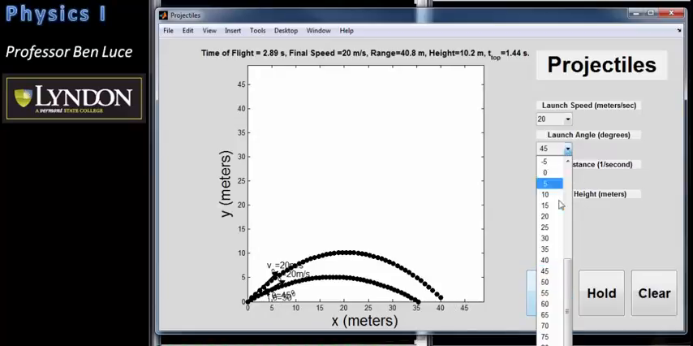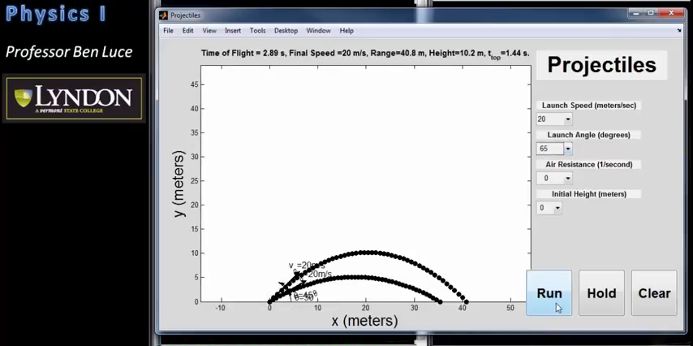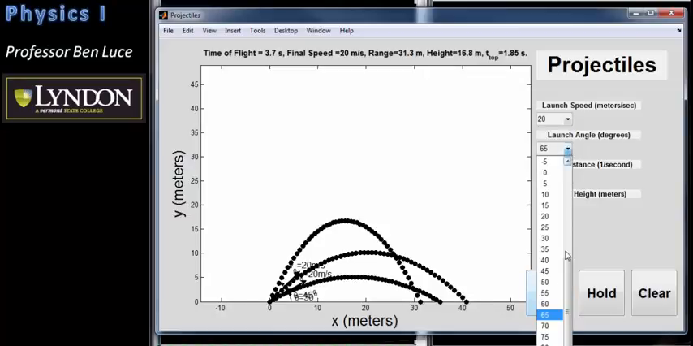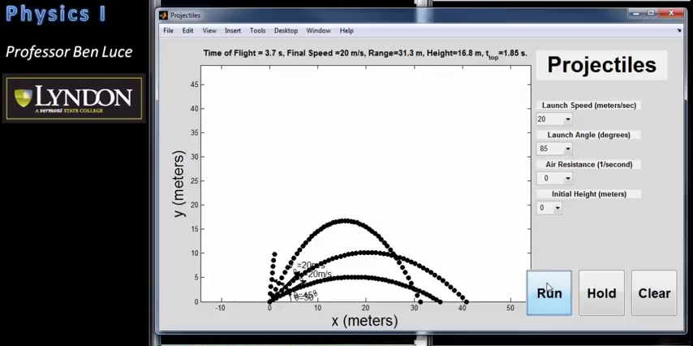Let's go even steeper. 65 degrees. In this case, we again see the projectile achieved a greater height, but in this case the range actually lessened. And let's go to an even greater angle. And we see once again we achieved an even greater height, but the range lessened even more. And this makes sense because as we approach 90 degrees here, we know that the range must eventually shrink to 0. Okay, let's go the other way.